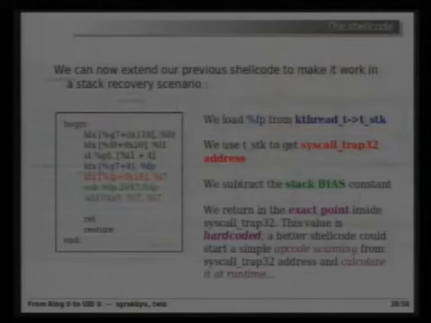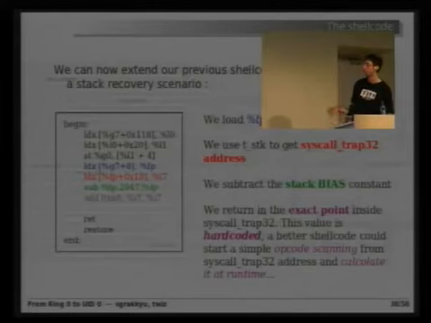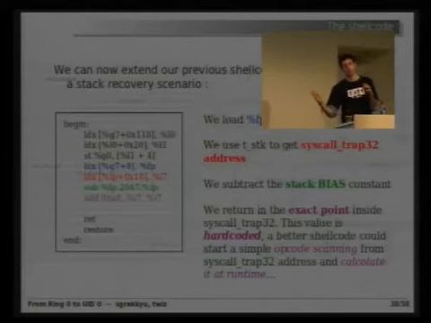This shellcode is a working shellcode for kernel exploitation of a stack overflow. As you see, we use the syscall trap 32 address on the red line. We use the FP. You see the blue line is just using the FP from the kthread t_stack member. The first part is the same we saw before, so we know that in G7 there is a kthread struct. Then we use t_stack to get to syscall trap 32. We offset the stack bias constant, and then we jump to the exact point inside syscall trap 32, because at some point syscall trap 32 called the user trap, so we want to get to that point.